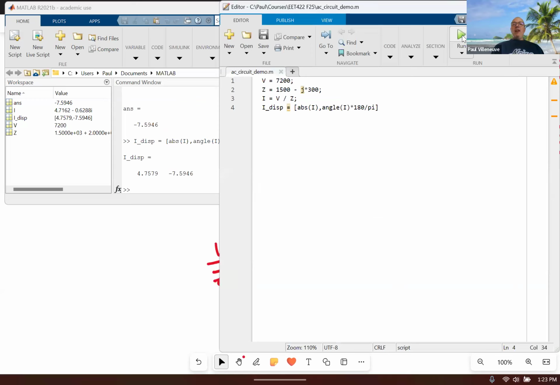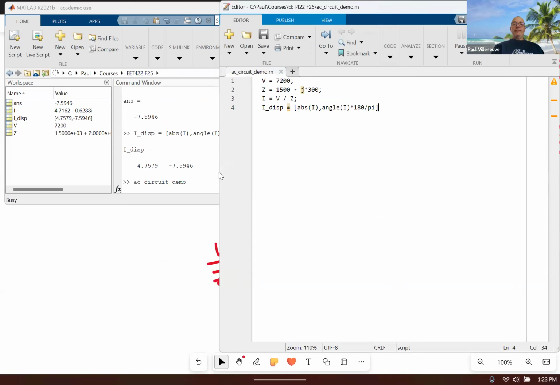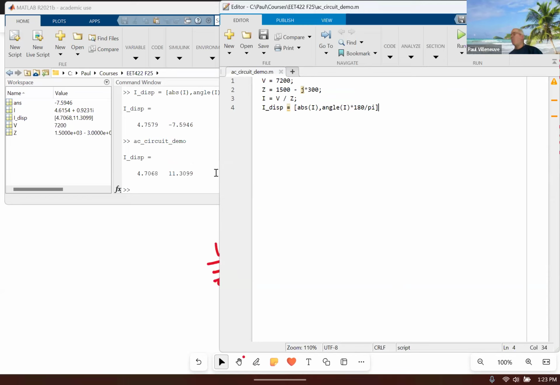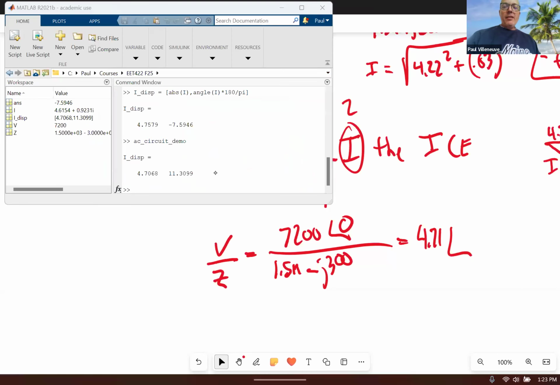Now I'm going to go ahead and run it. Change my folder. And it gave me 4.71 at an angle of 11.31. Okay. So let's go back to Eli. So it's 4.71 at an angle of 11.31.